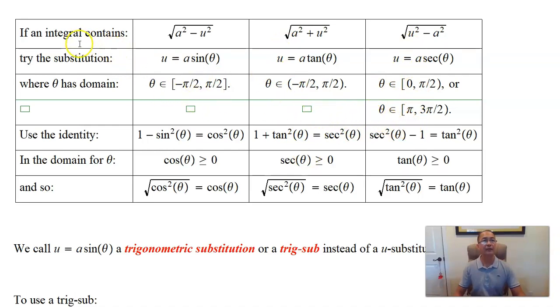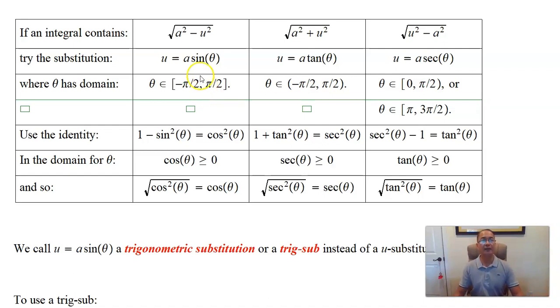Right? So if an integral contains an expression like square root of a squared minus u squared, try the substitution, let u be a times sine theta. Okay? So a is what is squared over here. And of course, we will choose a to be a positive number. Who is theta? Theta is in the domain from negative pi over 2 to pi over 2. So that should sound familiar. Think of the arcsine function. In the arcsine function, we restricted the sine function to be between minus pi over 2 to pi over 2. So that makes this the range of the arcsine function. I hope you remember all that.